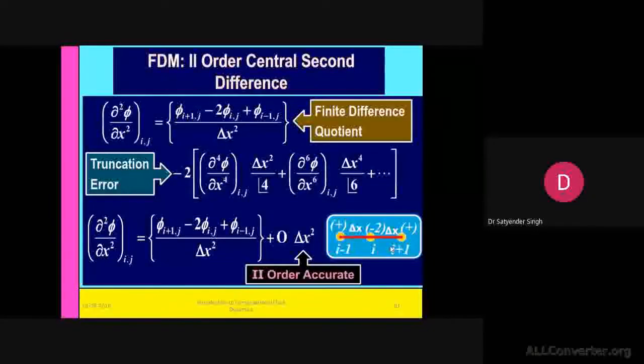Likewise, we have the second order central second difference. That will be applicable for your second order differential equations. This is actually the central second difference, and what is it taking? It is taking the information of three nodes at the same time: I minus 1, I, and I plus 1.